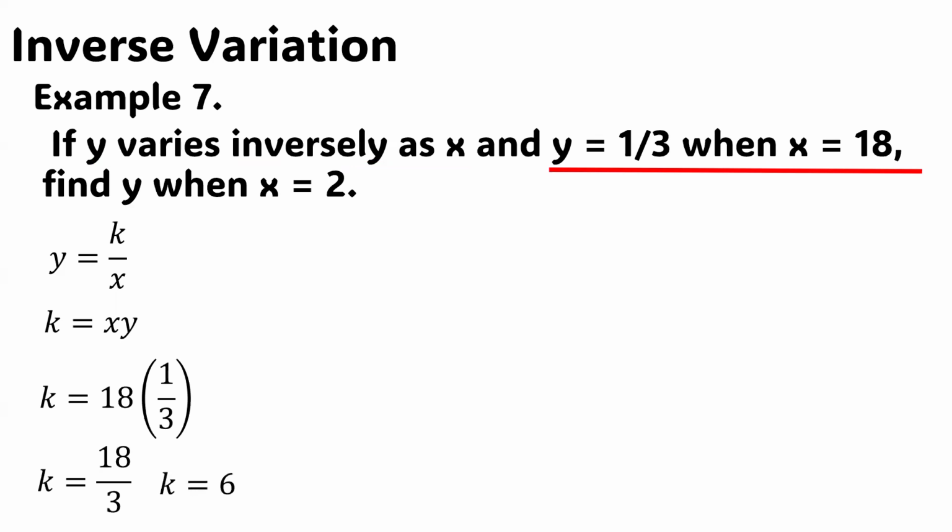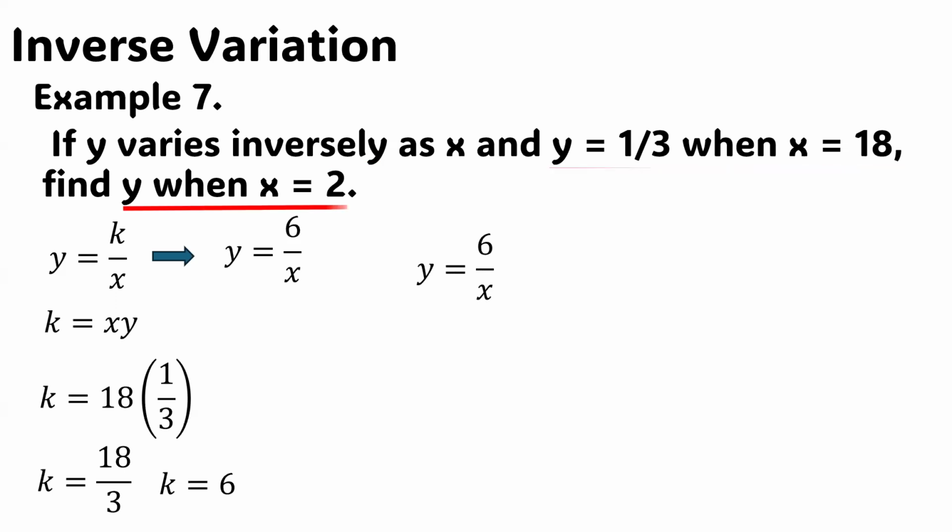18 divided by 3 is 6. So after finding the constant variation, we go back to the general equation and substitute the value of k, which is equal to 6. So we have y is equal to 6 over x. Now, since nakita na natin y is equal to 6 over x, now we can find y when x is equal to 2. So substitute lang natin yung x, gawin lang natin 2. So 6 divided by 2, therefore this is equal now to 3. So y is equal to 3.